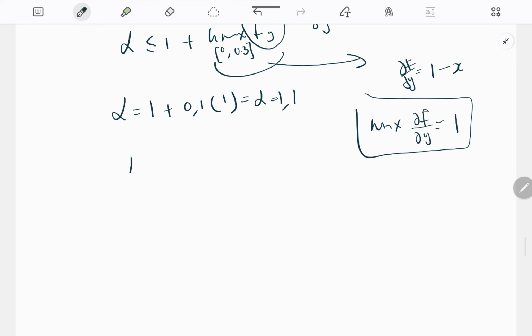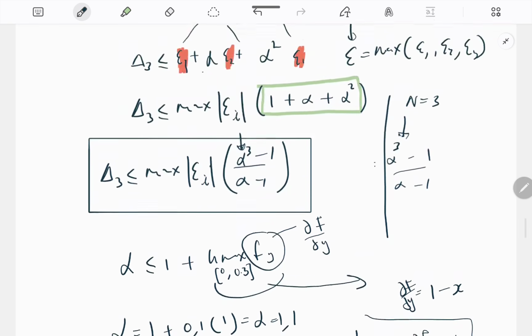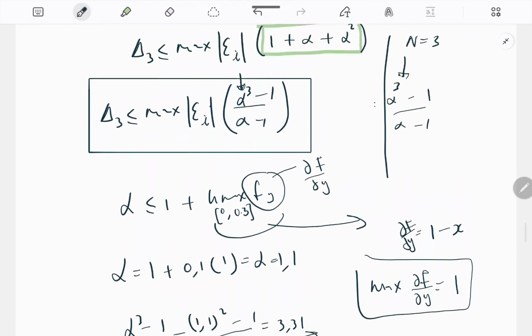Remember we had alpha cubed minus 1 all over alpha minus 1. We can now compute it, because this will be 1.1 cubed minus 1 all over 1.1 minus 1, which is going to give us 3.31. So on this problem, we said this is our answer.